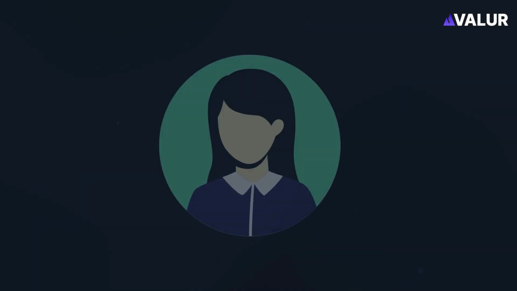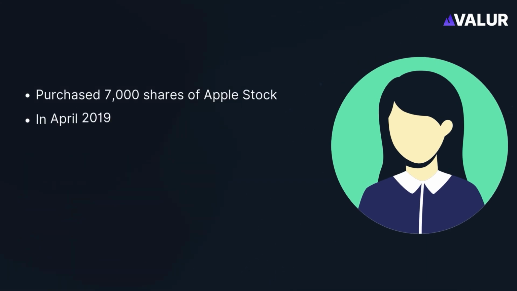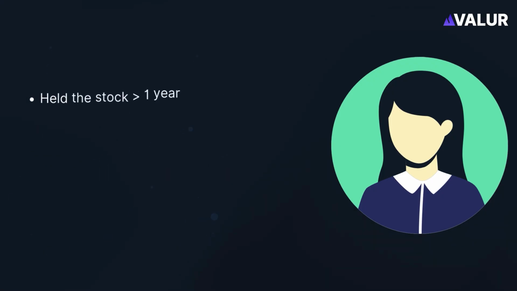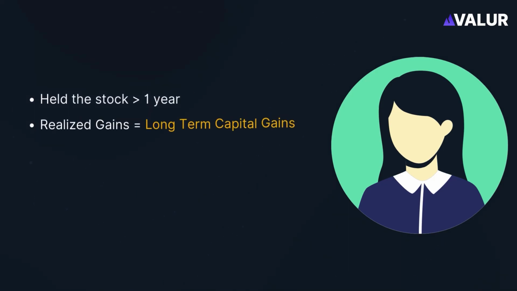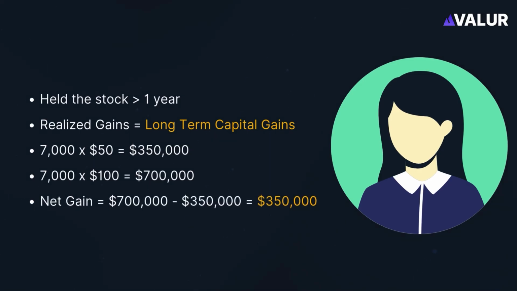So, what would these numbers look like in the real world? Let's consider Jenna, an investor who purchased 7,000 shares of Apple stock in April 2019 at $50 per share. She decided to sell her shares in January 2025 at a price of $100 each. Jenna held the stock for more than 1 year, so her realized gains are considered long-term capital gains. She paid for 7,000 shares at $50 each for a total of $350,000 and then sold them for $100 each for a total of $700,000. That's a net gain of $350,000.